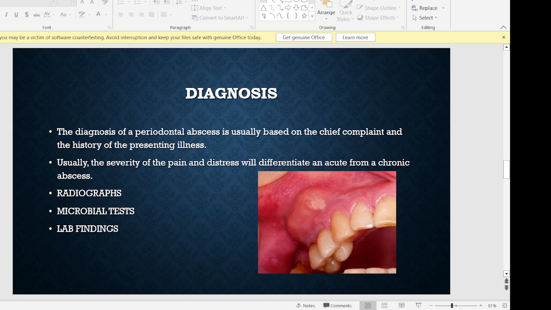Microbial tests can be done to check what type of bacteria is present in the periodontal abscess pus. And then laboratory investigations, like we can go for ESR, and we can check the localized pus over a smear.